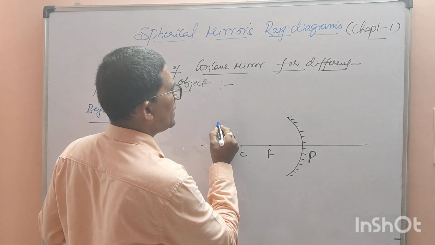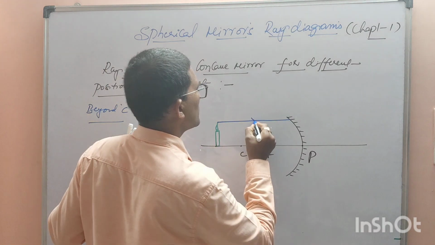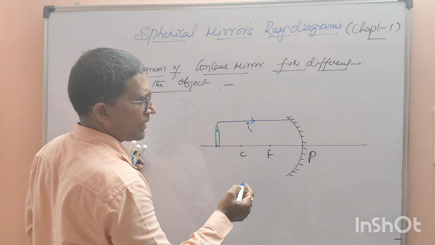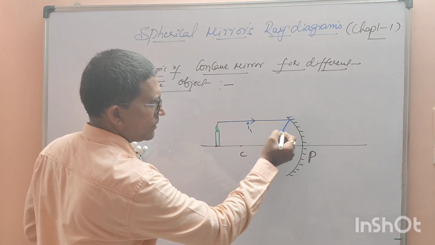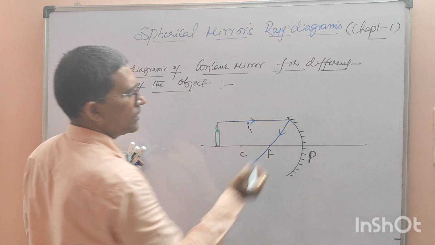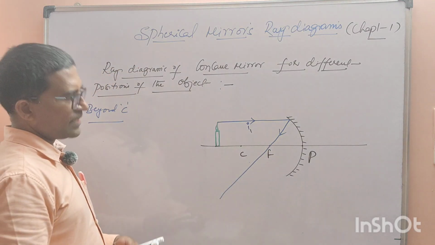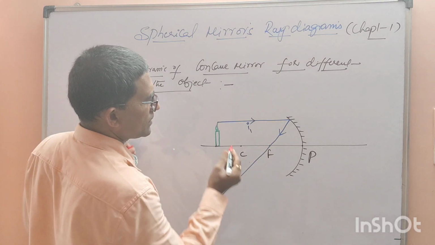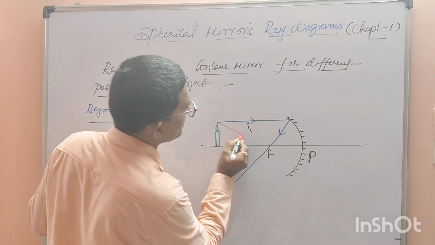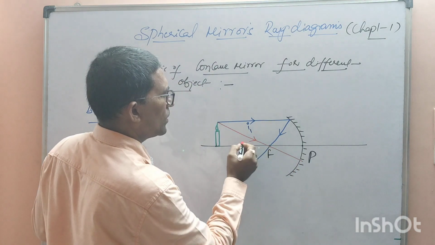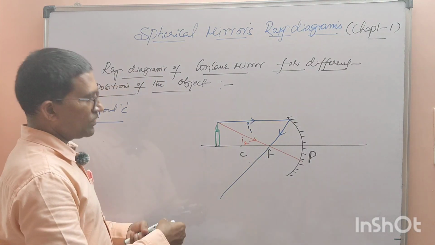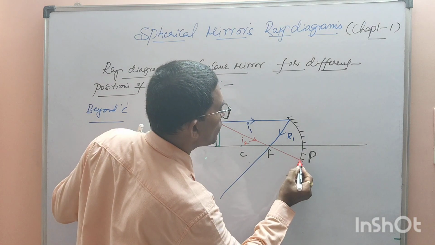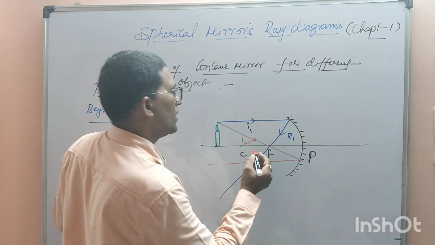Now, if the incident ray is parallel to the principal axis, this is incident ray I1, consider. If the incident ray is parallel to the principal axis, the reflected ray passes through the focus. Next, the second ray. If the incident ray passes through the focus, for example, this is the incident ray, I will name it I2, and you can name the previous one R1. Now the reflected ray will be parallel to the principal axis, as we discussed in the rules.